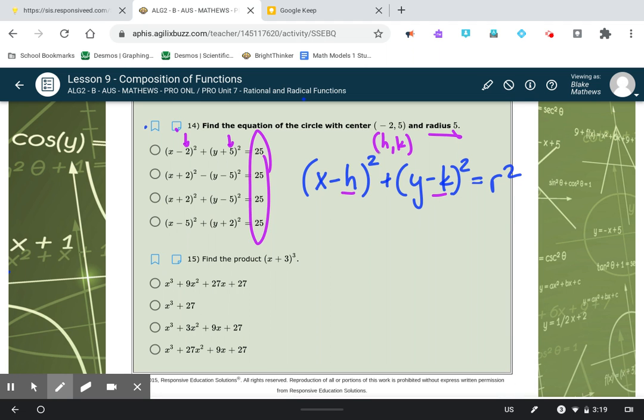And then finally, in number 15, you just need to basically do this times itself 3 times. So you'll have to FOIL and then get an answer and then FOIL again. So that's how you do those.